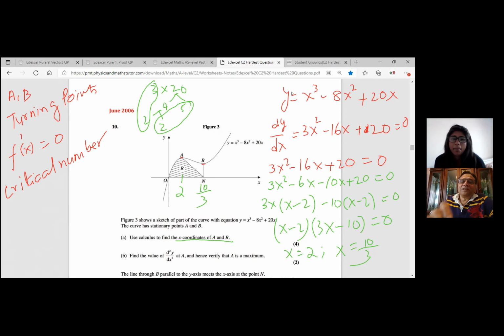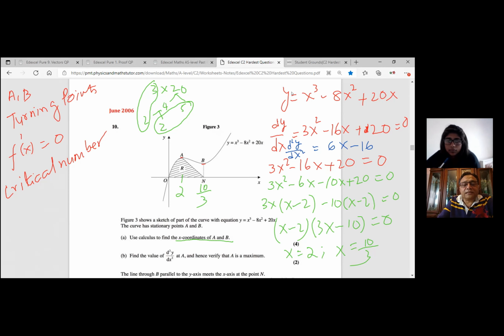Yes, we have the derivative, which is 3x squared minus 16x plus 20. Let's find the second derivative for this. Let me use another ink here, and let me write d2y over dx squared. Can you tell me what that is equal to now? So we get 6x minus 16 as our second derivative.